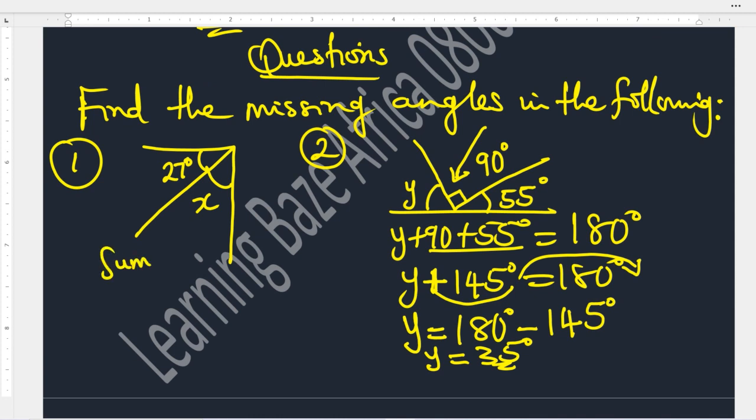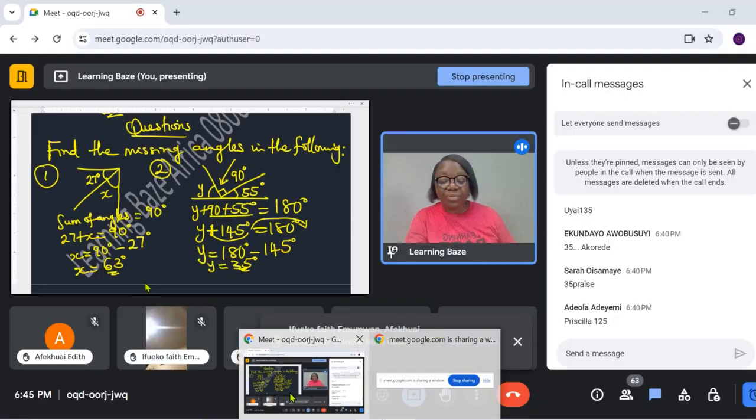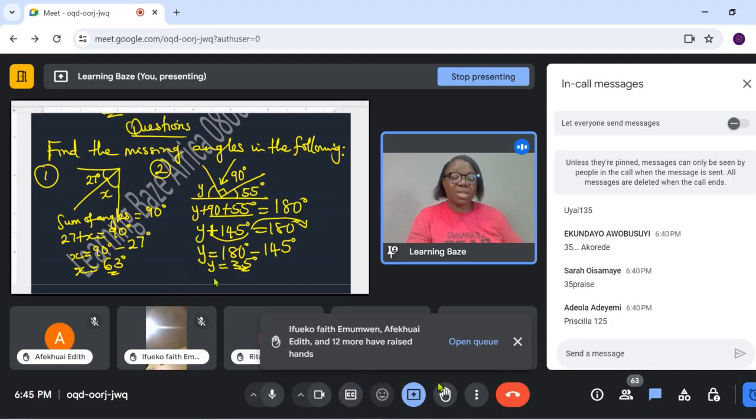So sum of angles in the right angle is equal to 90 degrees, which means when you add 27 and x together, the sum should give you 90 degrees. So therefore, x is equal to 90 degrees minus 27 degrees. x is equal to 63 degrees. So if you got number 2 answer right, if you typed 35 degrees, please give yourself 3 stars, all right?